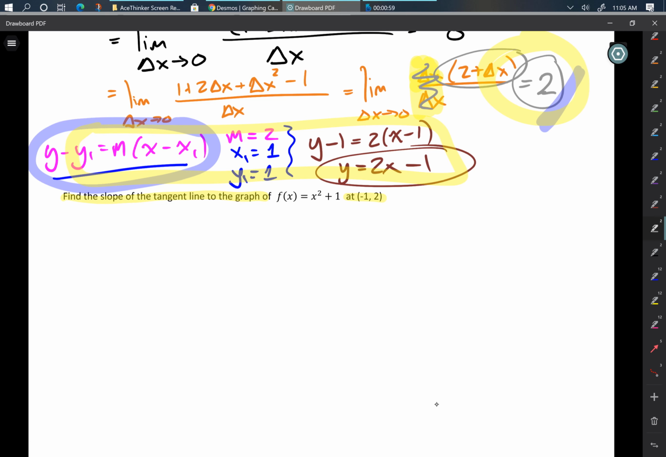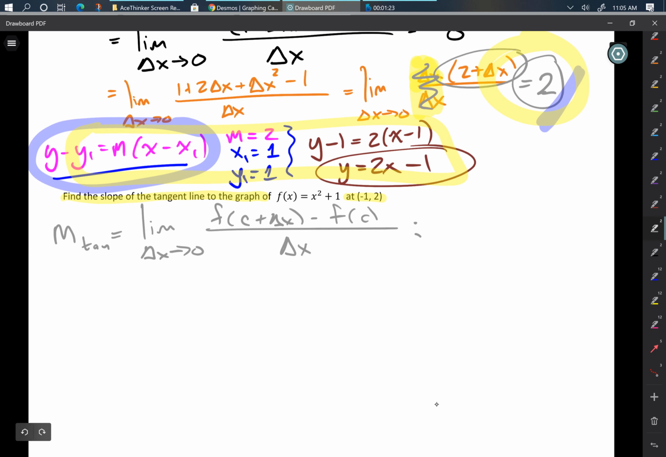Okay? All right, so by definition, the slope of the tangent line is going to be the limit as delta x approaches 0 of f of c plus delta x minus f of c divided by delta x. Okay? And for this problem, c is -1. Remember, c is the x coordinate of the point that you care about. And f of c is +2. Remember, f of c is going to be the y value of the point that you care about. Okay? Those two right there.